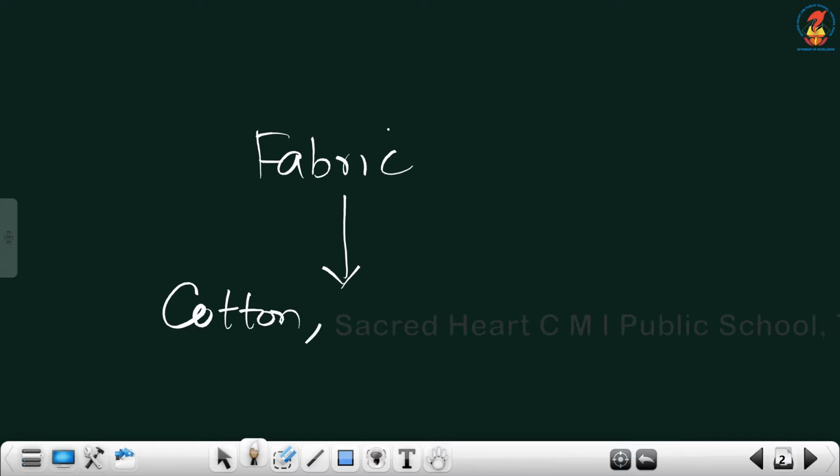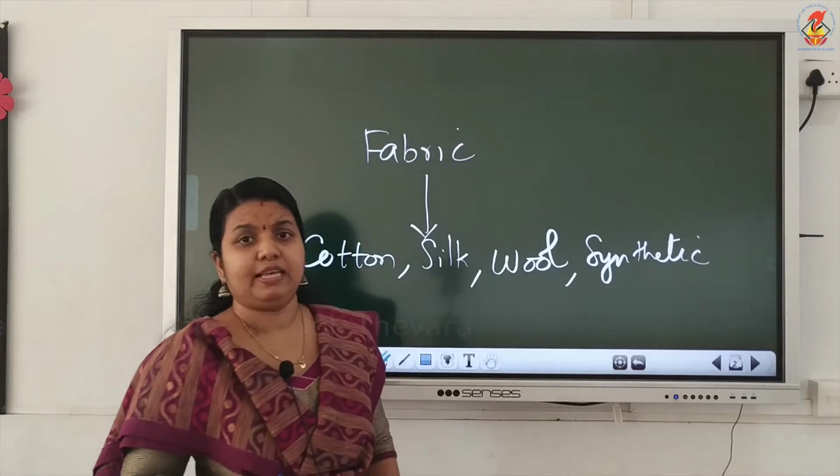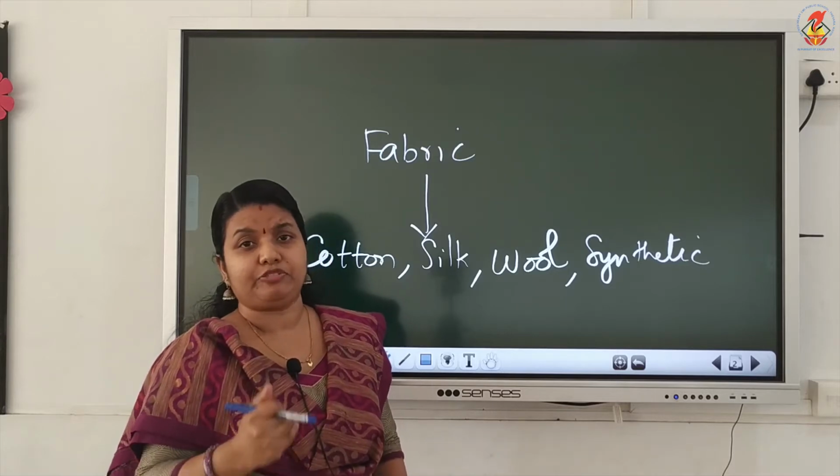Some dresses may be made up of cotton fabric, some may be made up of silk fabric, some with woolen fabric, and some others will be made up of synthetic fabric. So, fabrics are of different types. And in this chapter, we will see what these fabrics are made up of.